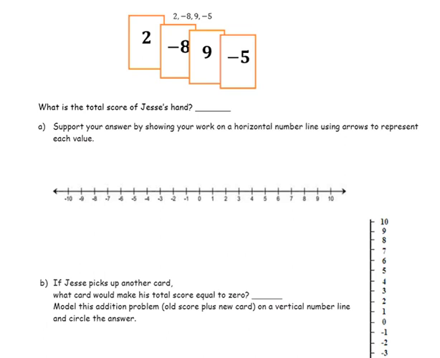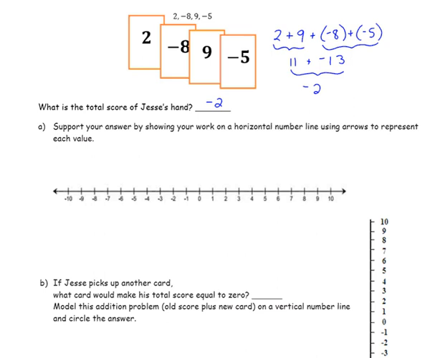So we know that we want to add those numbers together. We're going to add 2 plus 9 plus negative 8 plus negative 5. I like to put my positive numbers first, followed by my negative numbers. Then I'm going to add my positive numbers, then I'm going to add my negative numbers. Finally, I add those two numbers, and my answer is negative 2. So the total score for Jessie's hand is negative 2.